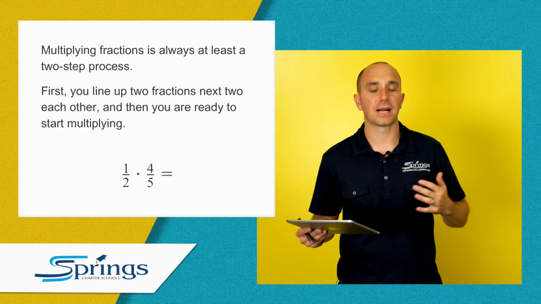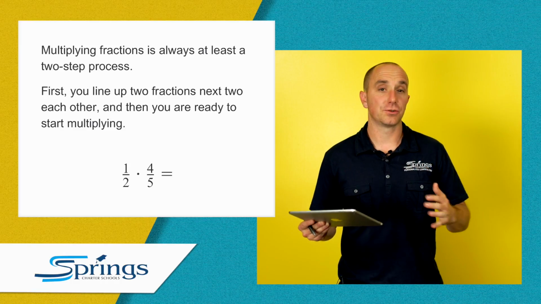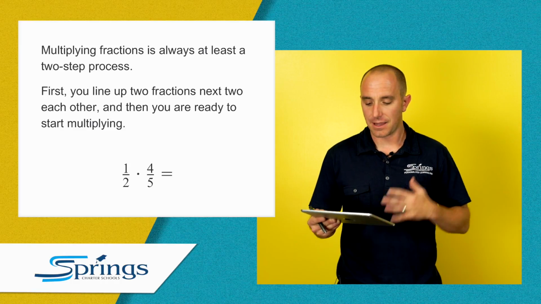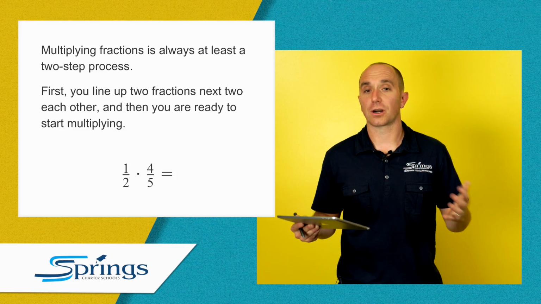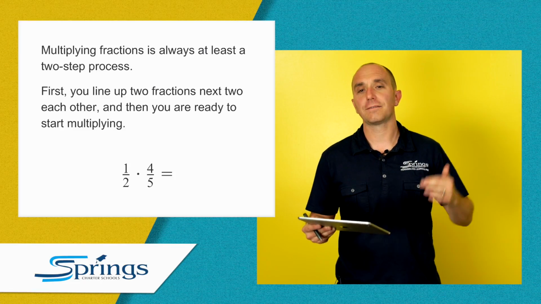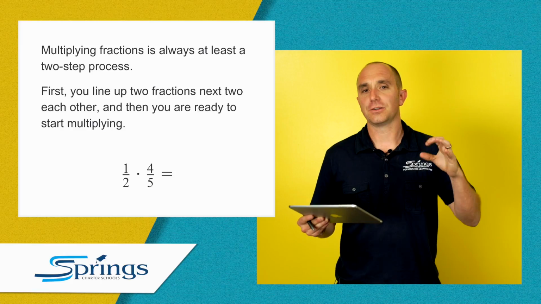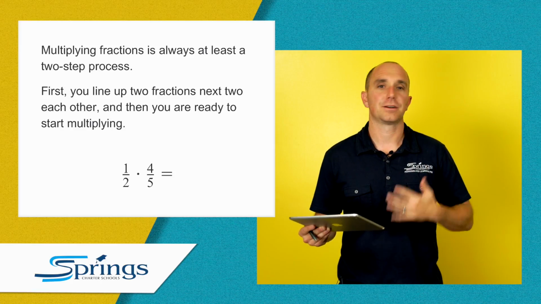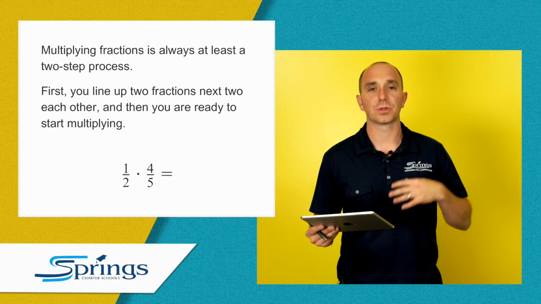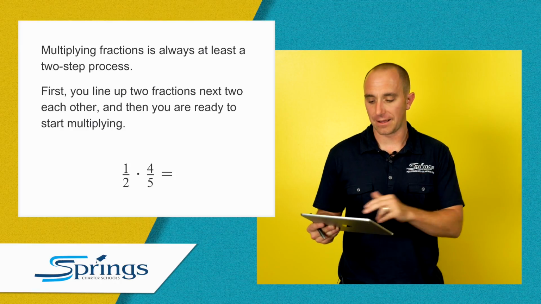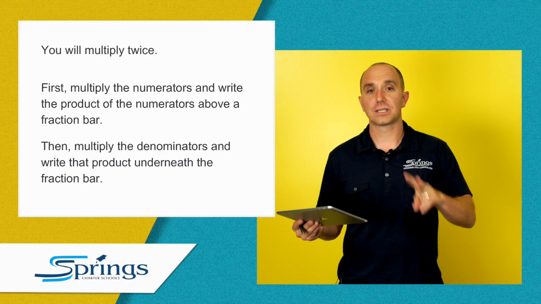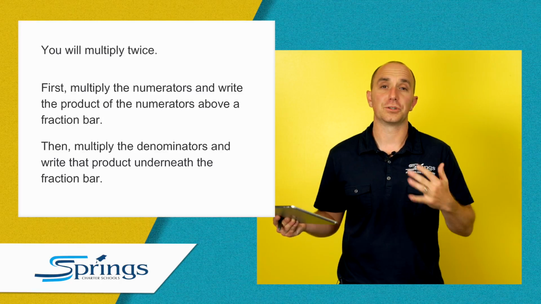So multiplying fractions is always at least a two-step process. First, you line up the two fractions next to each other, and then you're ready to start multiplying. You can see here I have 1/2 times 4/5. Now you can notice that I also have the dot representing the multiplication sign. You're going to start seeing these things interchangeably as you progress through math. So you have to multiply twice, and that's why I was talking about two steps. Well, it's really three because then you have to reduce potentially.